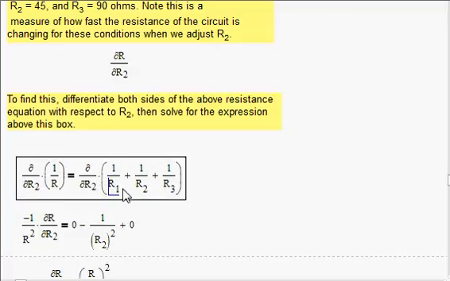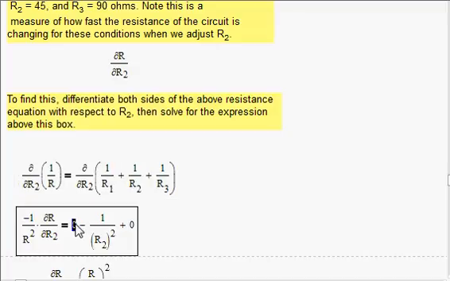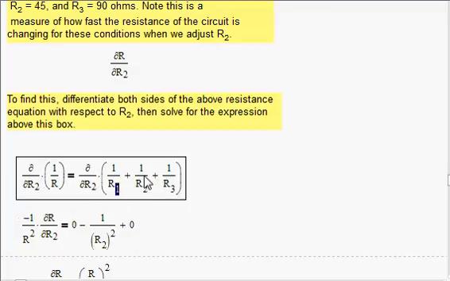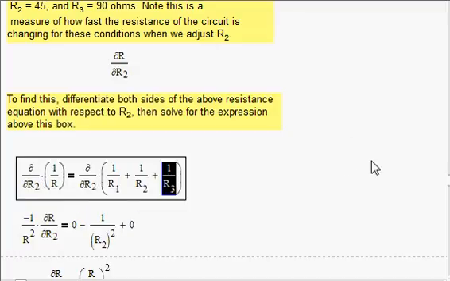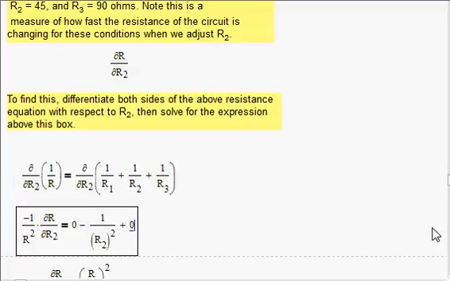Well, with respect to R2, R1 is a constant, so 1 over R1 is a constant, and the derivative of that constant is 0. The derivative with respect to R2 of 1 over R2 is like saying what's the derivative with respect to x of 1 over x? That's negative 1 over x squared. So here it is, negative 1 over R2 squared. The derivative of 1 over R3, but R3 is a constant, so 1 over R3 is also a constant, and the derivative of a constant is 0.